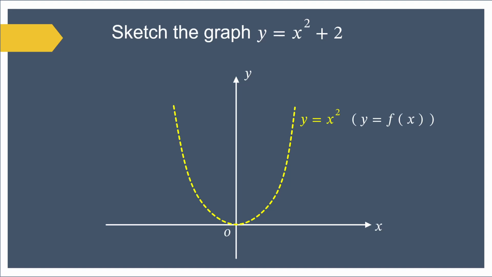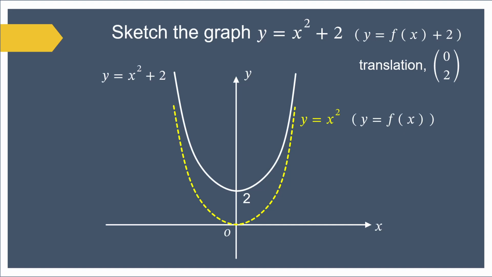Now to draw the graph of y = x² + 2, it means that in function notation, that's the graph of y = f(x) + 2, which represents a translation of vector (0, 2). So the graph shifts upwards by 2 units. So the sketch of the graph y = x² + 2 is this one here.